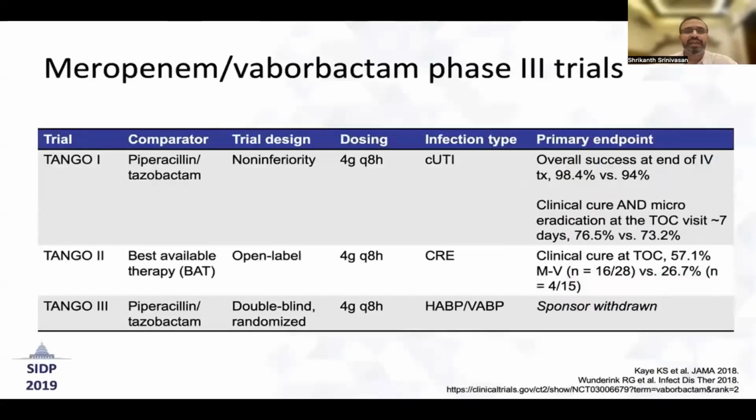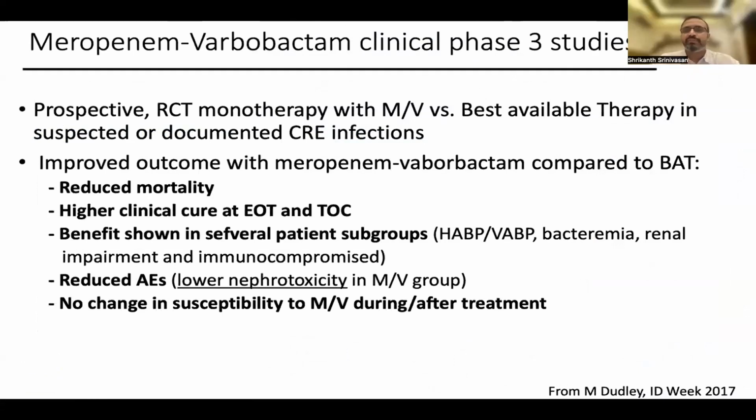These are the various trials, the TANGO 1, TANGO 2, TANGO 3 for the meropenem-vaborbactam combination. They were non-inferiority trials, which showed that there was better cure. And when you compare it to best available therapy for documented or suspected CRE infection, it has reduced mortality, higher clinical cure, reduced adverse effects, including lower nephrotoxicity, because colistin is associated with higher nephrotoxicity, but this has much lower nephrotoxicity, and no change in susceptibility during or after treatment. So there's no resistance per se so far to it.